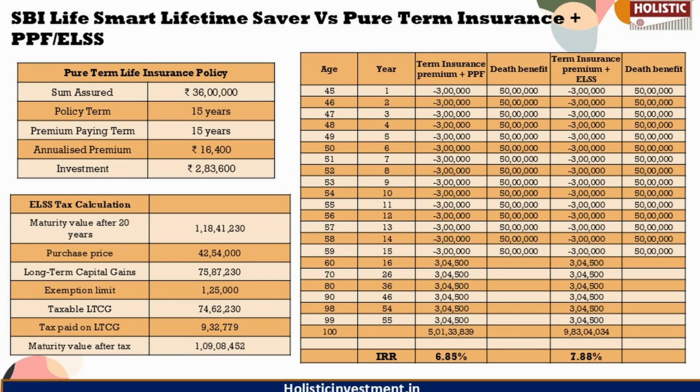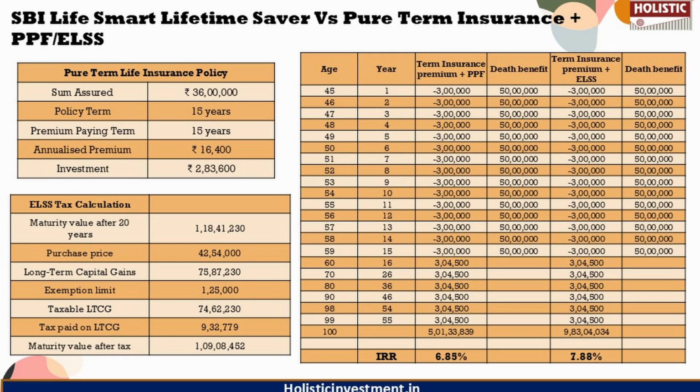Here the accumulated corpus value under PPF is 76.91 lakhs. Under ELSS it is 1.18 crores. This is the pre-tax value. The post-tax value is 1.09 crores. So the accumulated corpus is invested in a 7% return investment for regular withdrawal. If you have any doubts regarding how the ELSS tax is calculated, we do have a separate small tabular column presented on the screen for your reference, which you can pause and see.